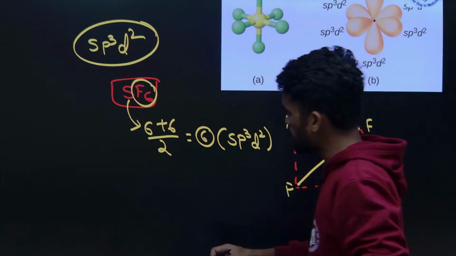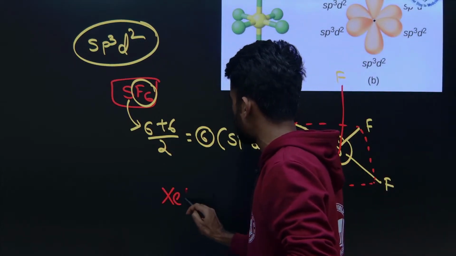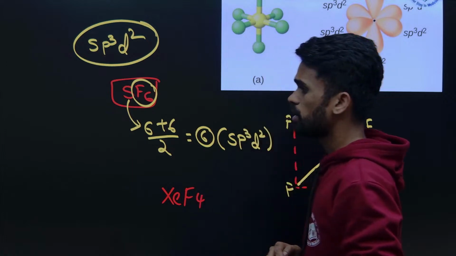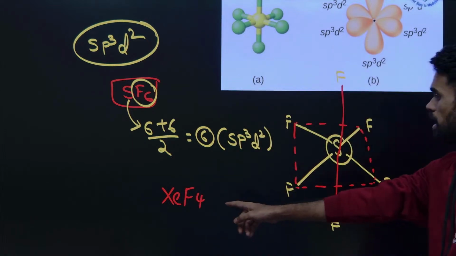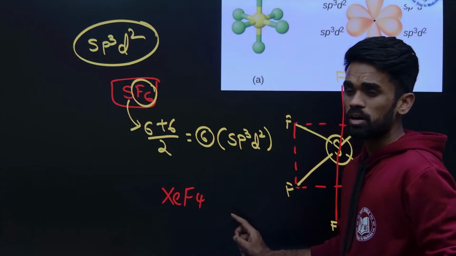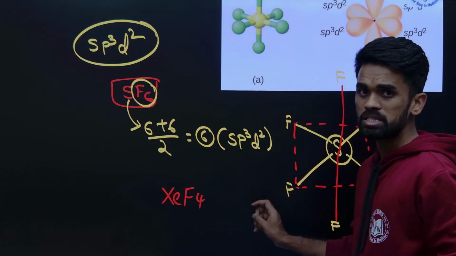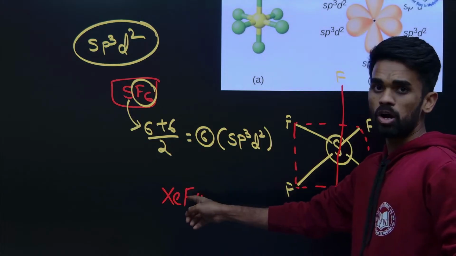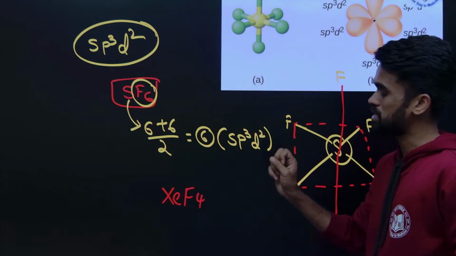The best example for that is XeF4. You can try it if you want: xenon has 8, 8 plus 4 is 12, divided by 2 is 6. So sp3d2 hybridization with 4 bond pairs, and the remaining 2 are lone pairs. Okay, right.